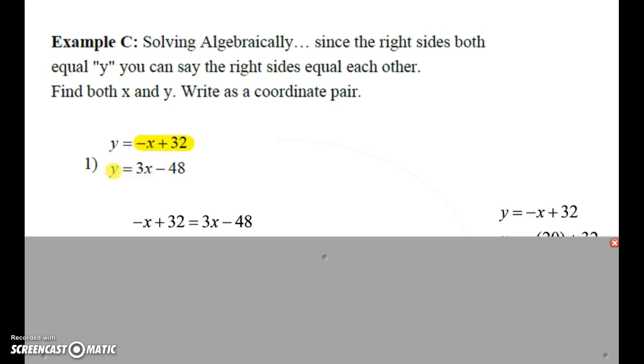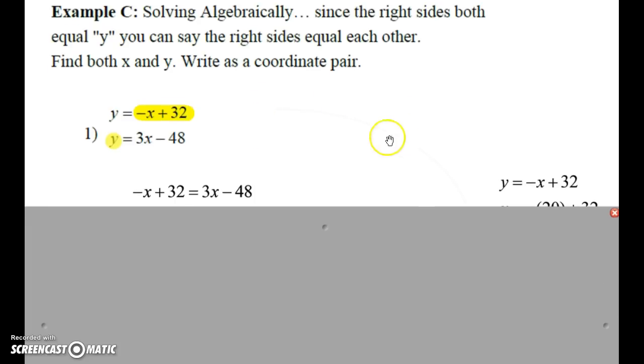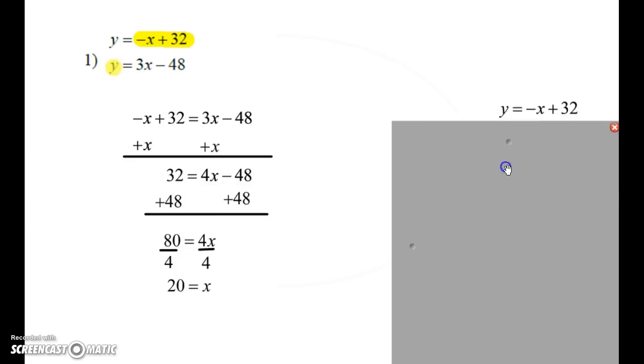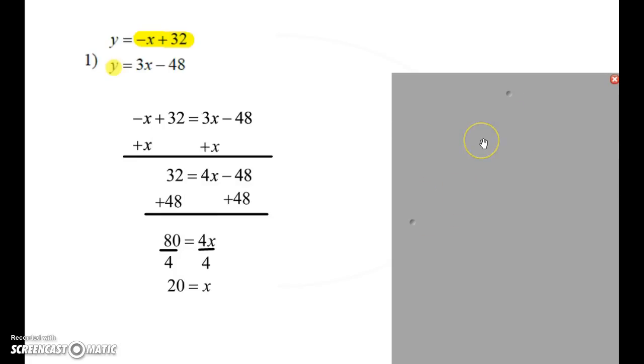All right, welcome back. Hopefully that solving went really well for you. Let's take a look at how I solved the problem first, and then we'll go ahead and move on to the next example. So the first thing I did was I wanted to get the x's on the same side. To do that, I added x to both sides. By doing that, the left side, the x's ended up becoming 0, and on the right side, I had 4x.